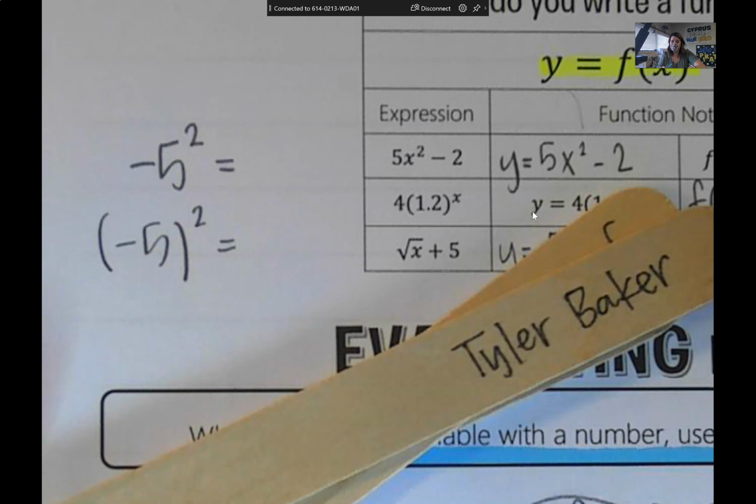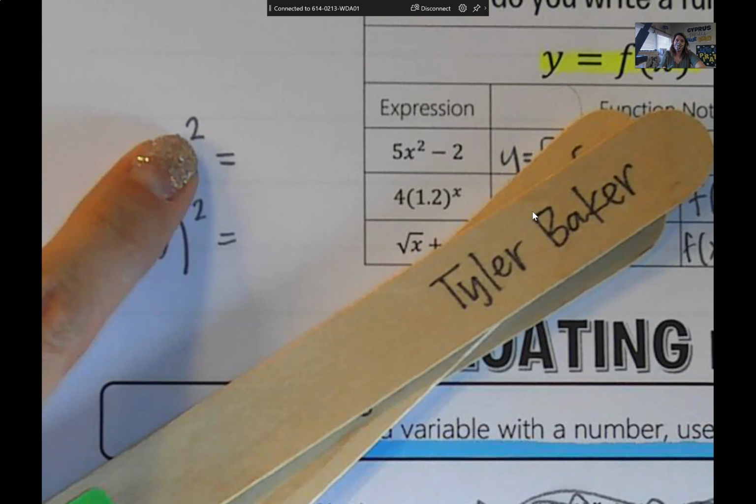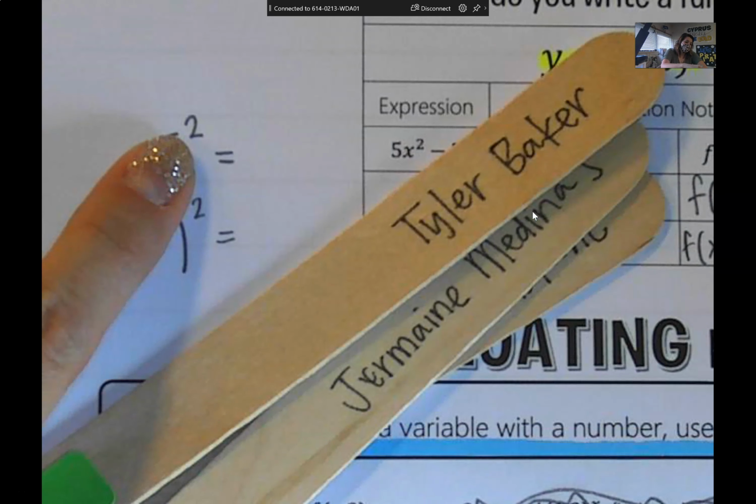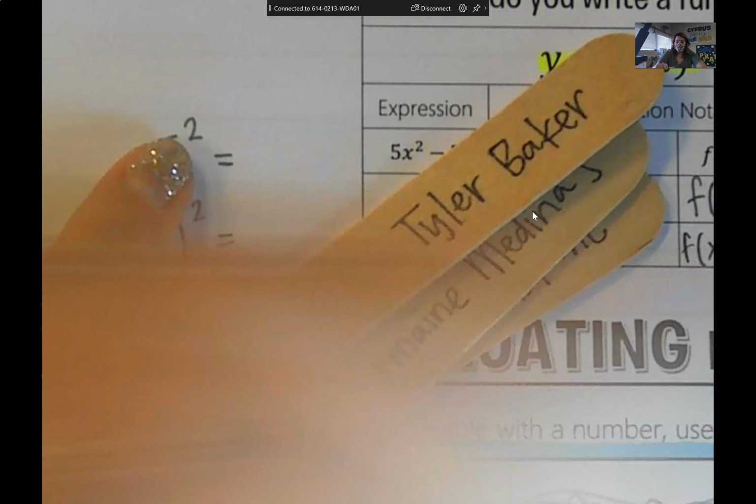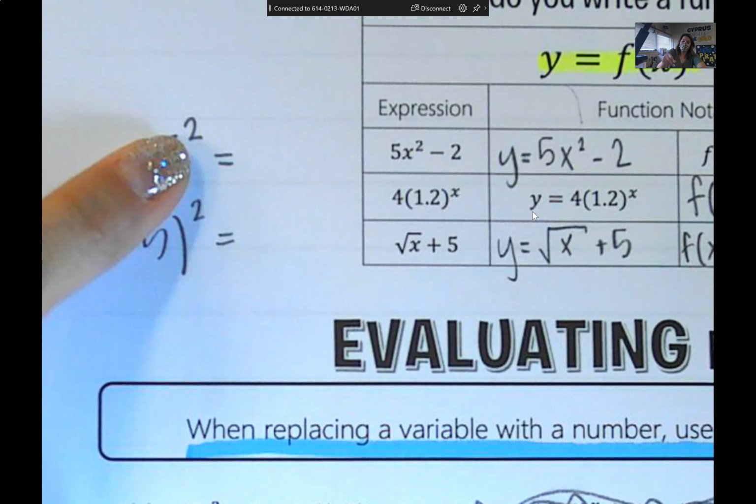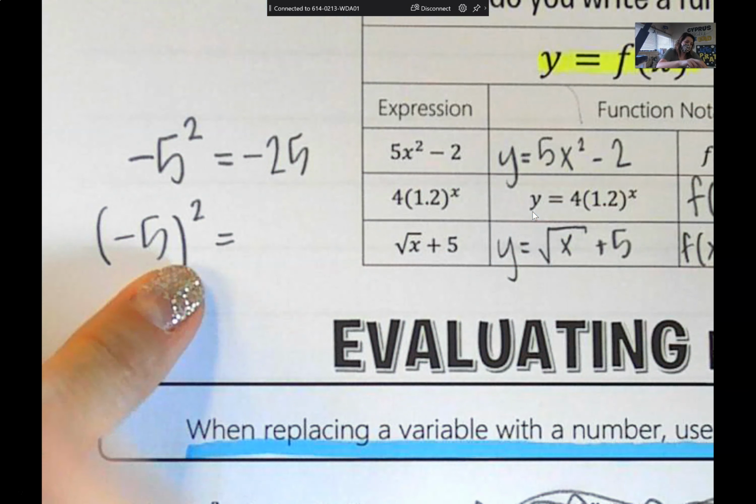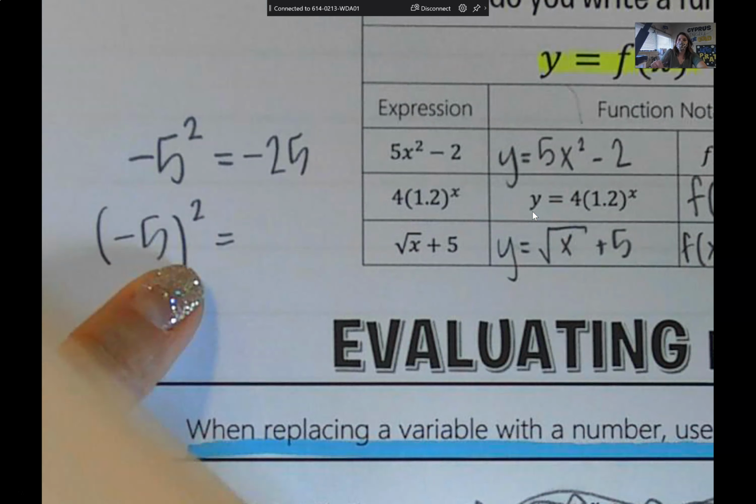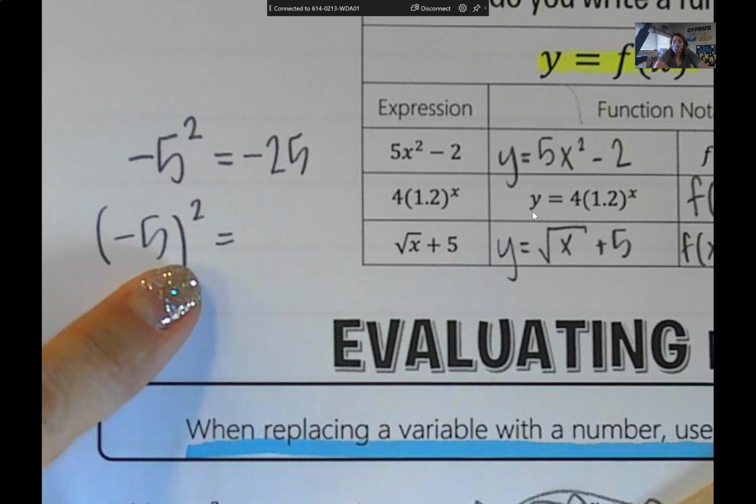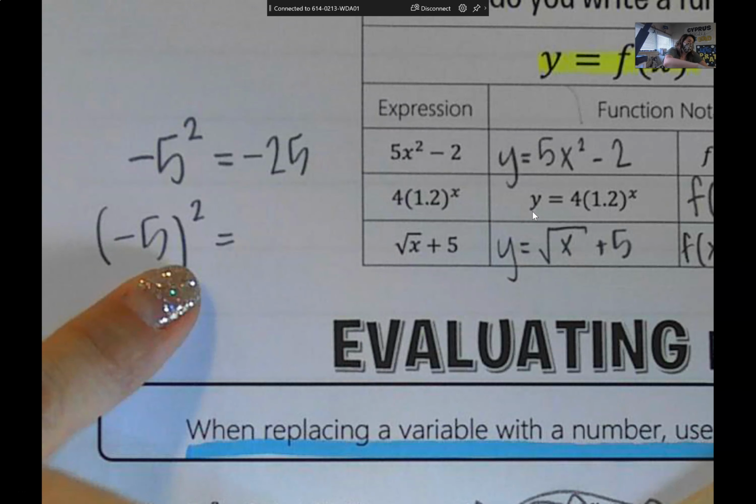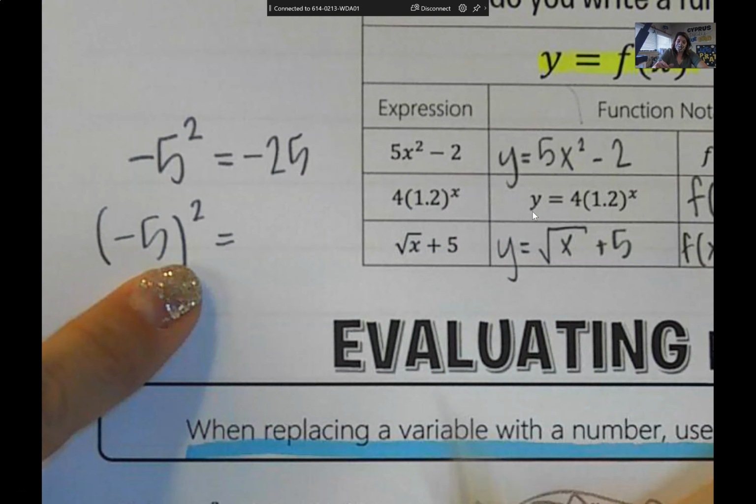Tyler, what did you get for this negative 5 squared? Jonathan. Ashley, what did you get? Negative 25. Very good. So the bottom one then goes to Kaylee. Chase, what did you get? Thank you. 25. So I had you do this problem to illustrate to you parentheses really do matter.